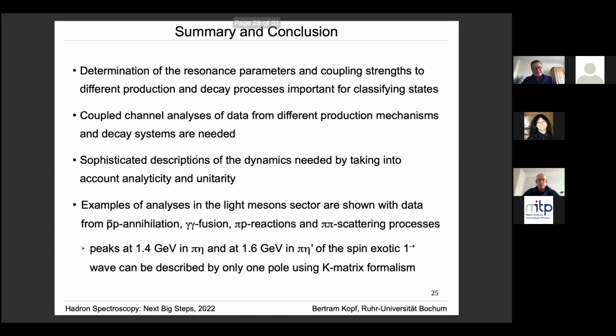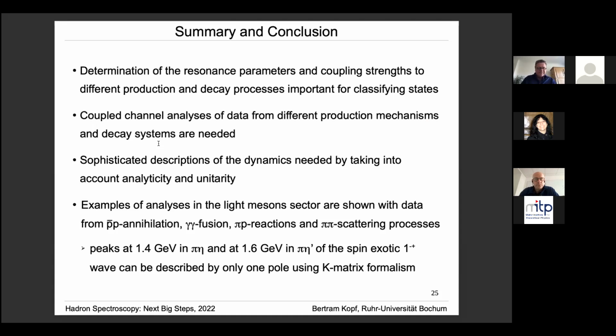Okay, to summarize, the determination of resonance parameters and coupling strengths to the different production and decay processes are an important key point to classify the states. And this can be done by performing coupled channel analysis of data from different production mechanisms and decay systems. It is needed to describe this with sophisticated descriptions of the dynamics, where one should also take into account analyticity and unitarity.